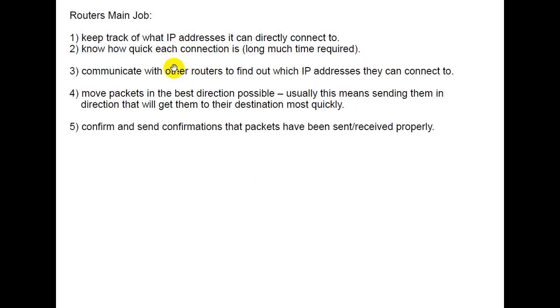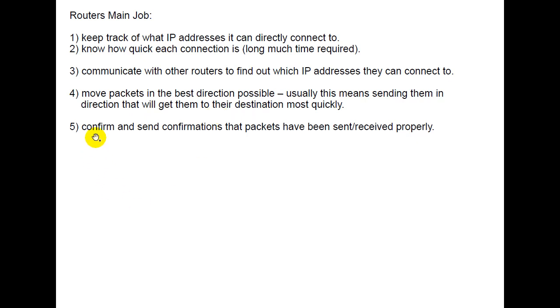The main job of the routers: keep track of what IP addresses it can directly connect to. Know how quick each connection is, in terms of seconds. Communicate with the other routers to find out which IP addresses they can connect to and get to. Move the packet in the best direction possible. And the packet, that's just a little piece of your message. So if you have a video file going over, that could be millions of packets. Every little packet gets sent off individually, in the best direction, and then put together when it reaches the destination.